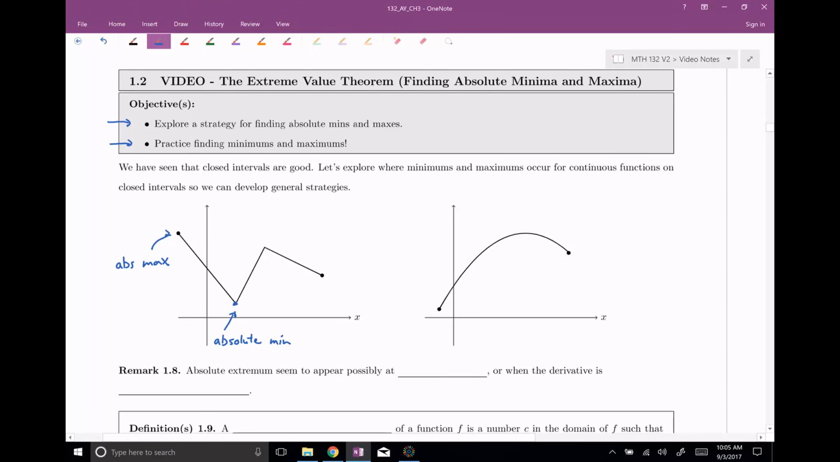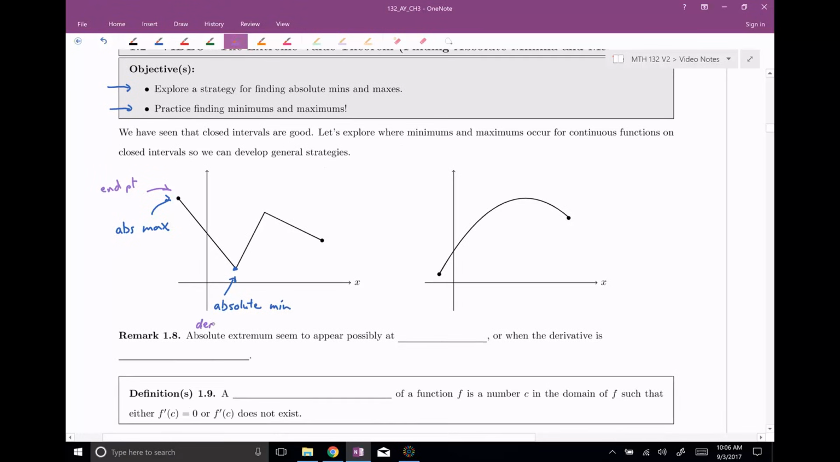So first of all, we saw that the absolute maximum actually occurred at an endpoint. So endpoint. So maybe endpoints are interesting, right? Maybe we need to think about endpoints. This absolute minimum, well, this happened at a jagged edge, right? A jagged edge. This, as we know, this is where derivatives are undefined. So this is maybe derivative is undefined.